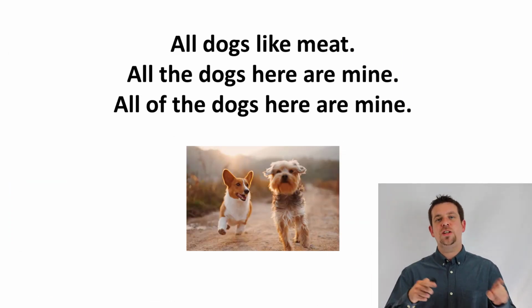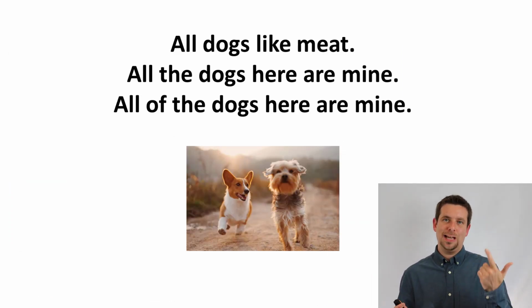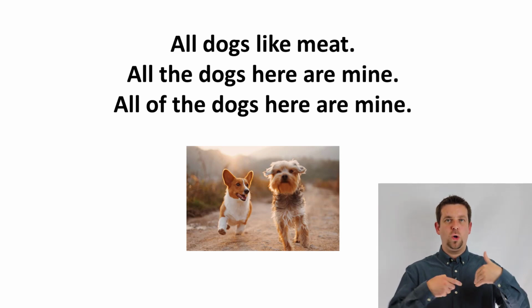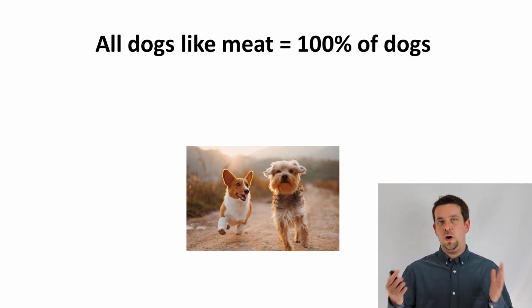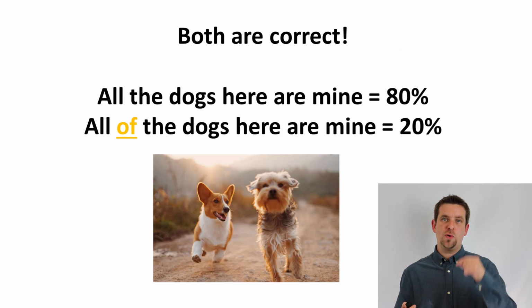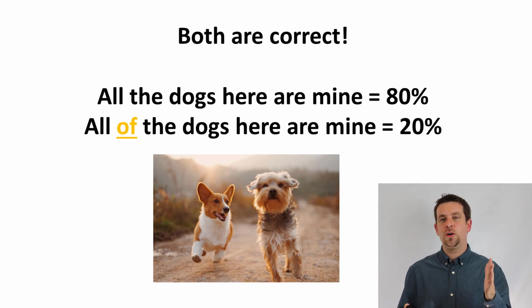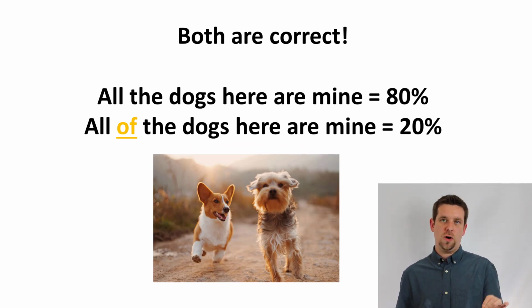So if we have the three phrases together, all dogs like meat, all the dogs here are mine, all of the dogs here are mine. "All dogs" means in general, 100% of dogs. All dogs like meat. Both are correct in the two forms here. All the dogs are mine. All of the dogs here are mine.